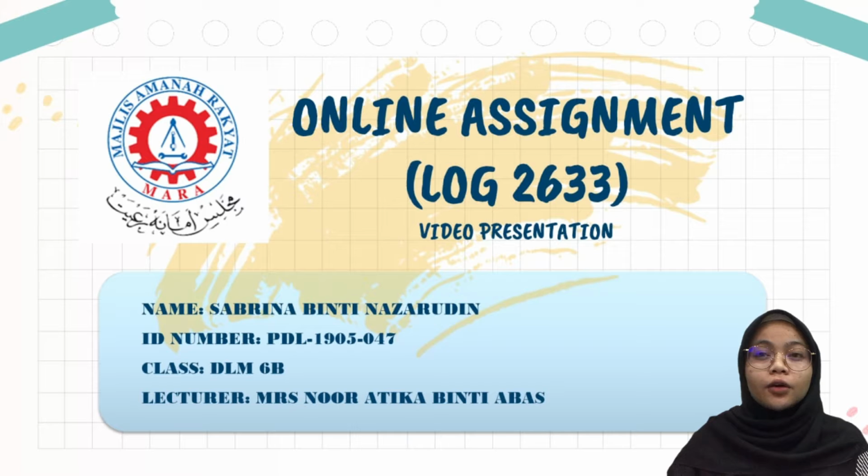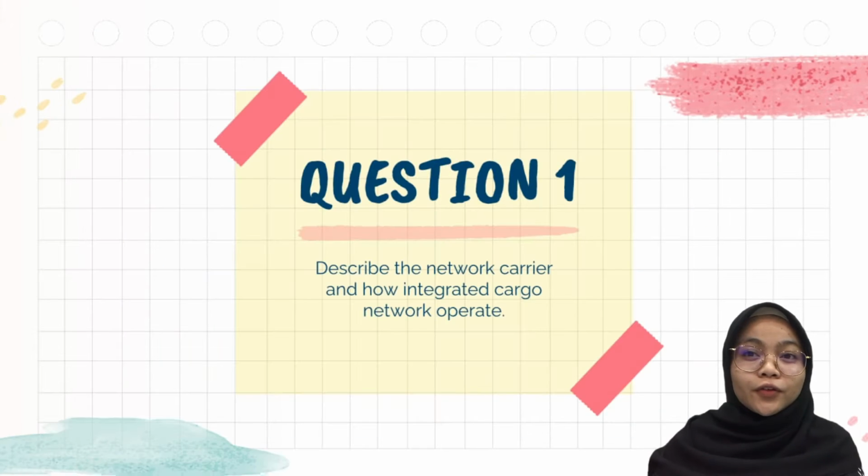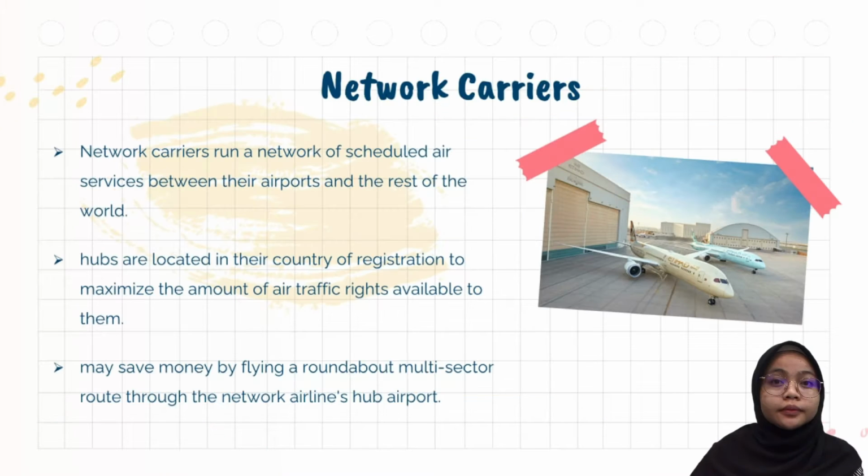So today I would like to answer all the 5 questions from the OAG question. So for the first question, describe the network carrier and how integrated cargo network operates. Network carriers run a network of scheduled air services between their airport and the rest of the world. These hubs are located in their country of registration to maximize the amount of air traffic rights available to them.